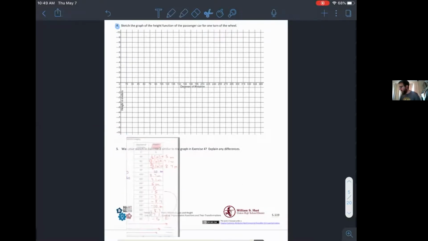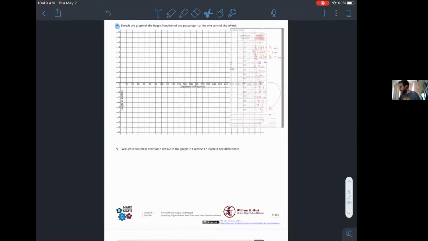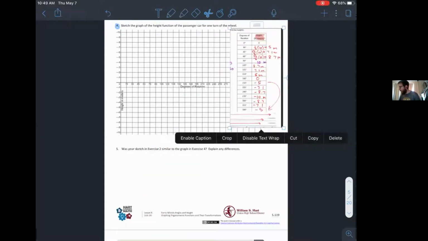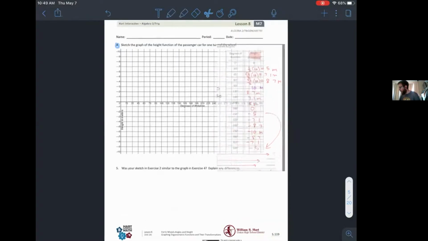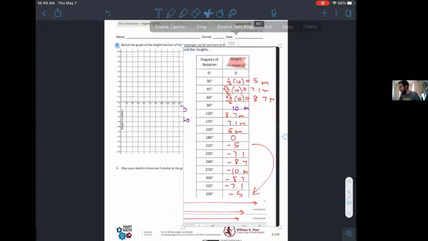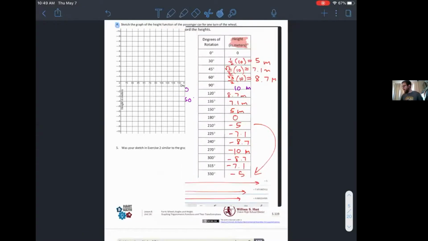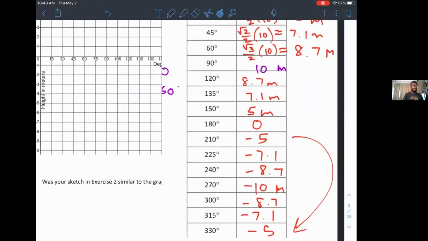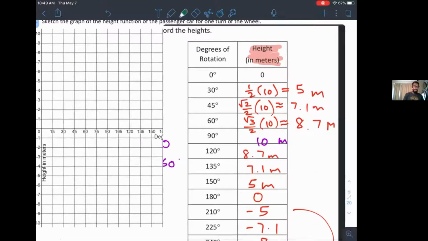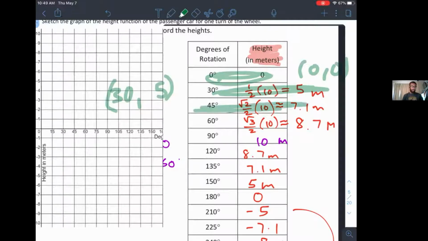It's almost done. The reason it's taking so long, everyone, is I'm trying to make this big so we can see it. We have this function table here on the right that are basically ordered pairs. That's an ordered pair, 0, 0. Here's an ordered pair, 30 degrees, 5 meters. You get the idea, hopefully: 45 degrees, 7.1 meters.